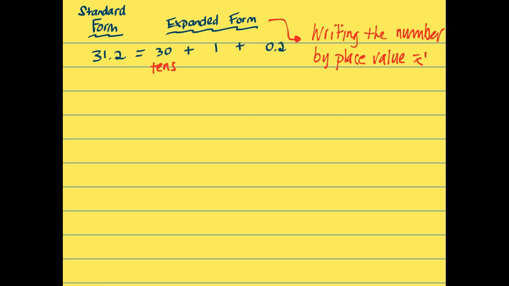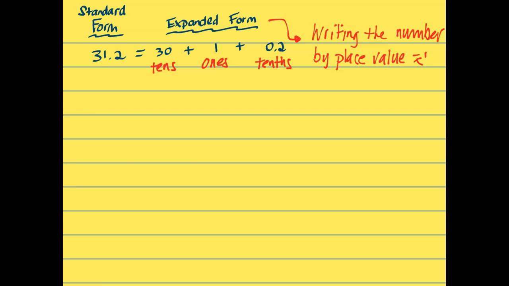So, first thing you want to do is identify what these place values are, just because we need to all be on the same page, that means we have an agreement of what these things mean. So, 30, yep, that's the tens place. 1, that's the ones place. And then my 2/10, that is in the tenths place.